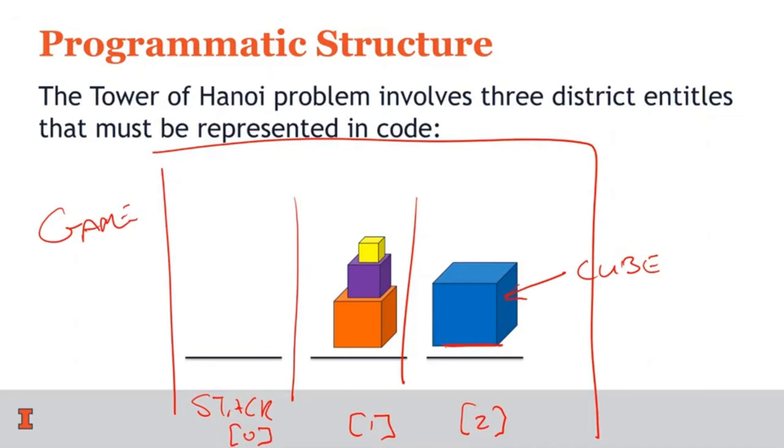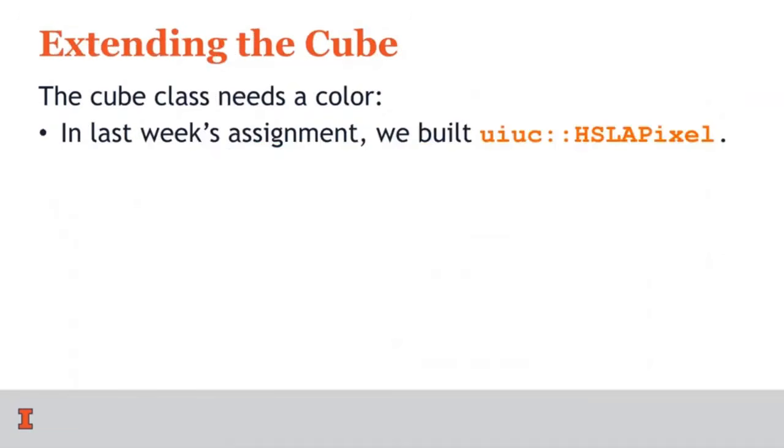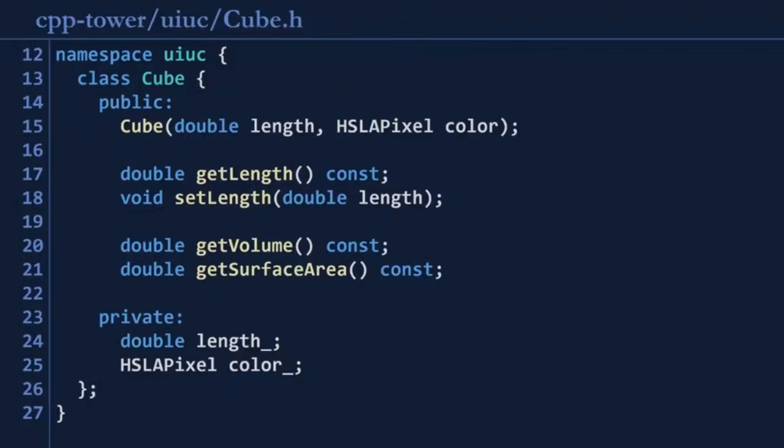Let's go ahead and build a program that creates a number of different classes to represent all of these entities. So in last week's assignment, you built the UIUC HSLA pixel. You already know how to represent a color. Let's go ahead and see this cube come together.